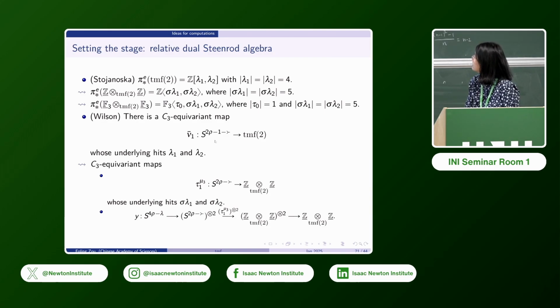How do we see this as degree 4? Well, you can think of the spoke underlyingly as degree 1, two spheres of degree 1. So this is 6 minus 1 minus 1, degree 4. And then you can construct C3-equivariant maps from S 2 rho minus spoke to this relative dual Steenrod algebra, whose underlying map will hit the sigma lambda 1 and sigma lambda 2. And you can also use the E-infinity structure here, tensor two maps together, and you get a map from the sphere 4 rho minus lambda into this.